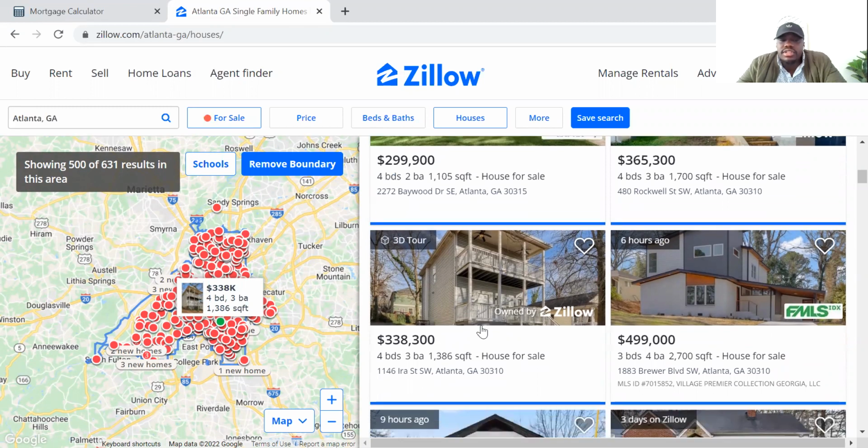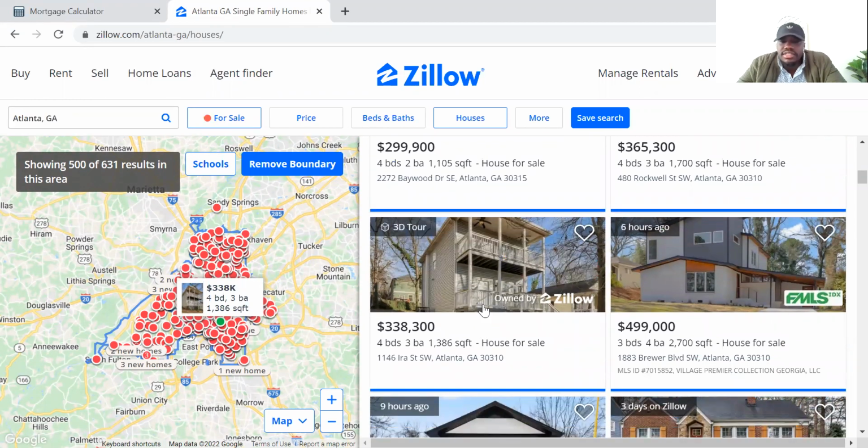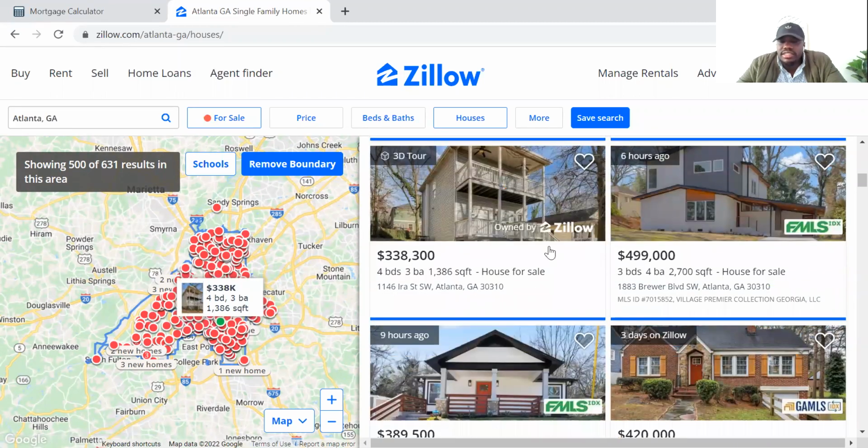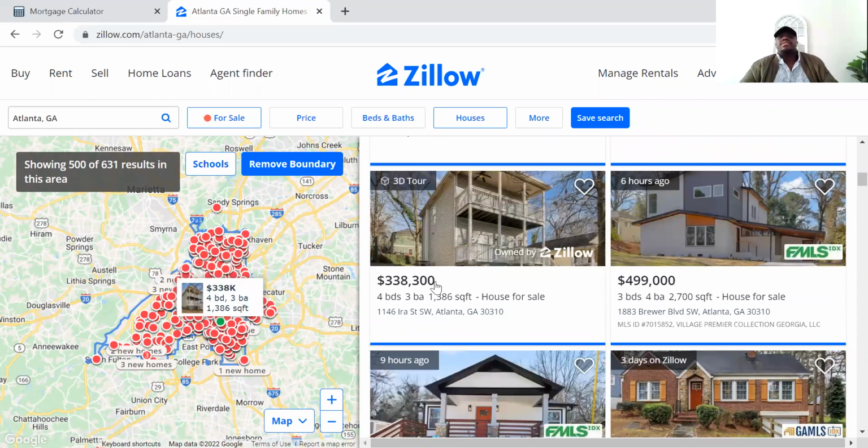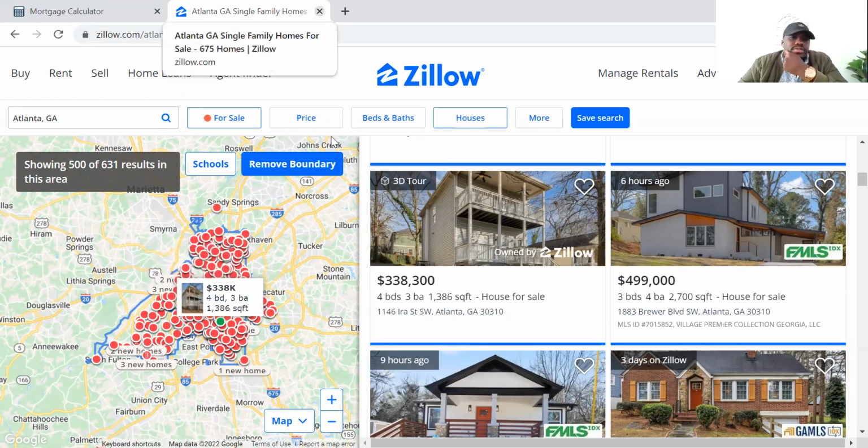So let's do this. We're going to pick 2 properties to analyze. I just like these because they seem to be around what we're seeing here in Atlanta. So let's say we're going to look at first a 4-bedroom for 338 and a 3-bedroom for 499K. And let's just see what we can find. Let's say we're going to analyze these 2 deals.